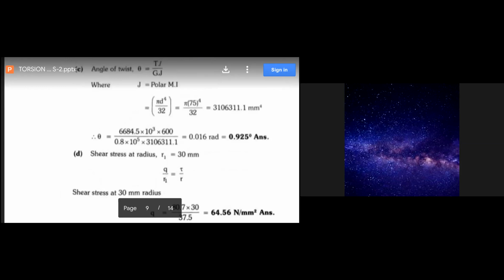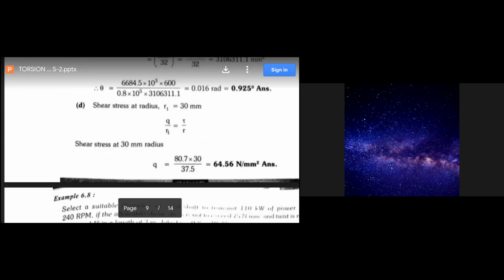And the last, fourth bit: shear stress at radius R1 equal to 30 mm. We know the relation Q by R1 is equal to tau by R. So Q is equal to tau into R1 by R. That is, shear stress at 30 mm radius, Q equal to 80.7 into 30 by 37.5, we'll get 64.56 Newton per mm square. Shear stress at 30 mm radius is 64.56 Newton per mm square. Next problem.